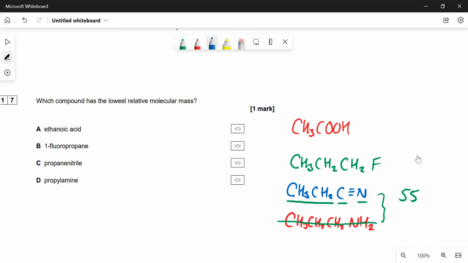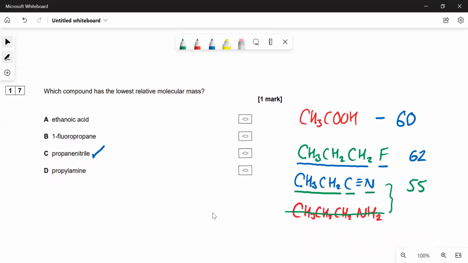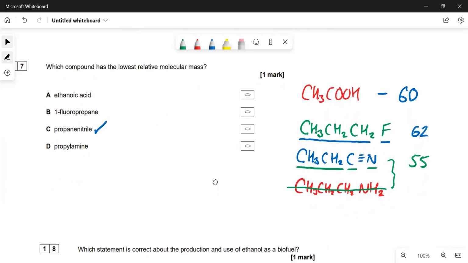Let's do this fluorine one, right? That propyl group is 43, and fluorine is 19. So 43 plus 19, that's 62. And ethanoic acid, well, I know that's 60. So remember, it is propane nitrile. C is the smallest one. I suppose with questions like that, it's about getting a quick way of doing it. But if you don't write out the formulae very quickly, you're much more likely to make a mistake. So I wouldn't try and save time by not writing out the formulae.